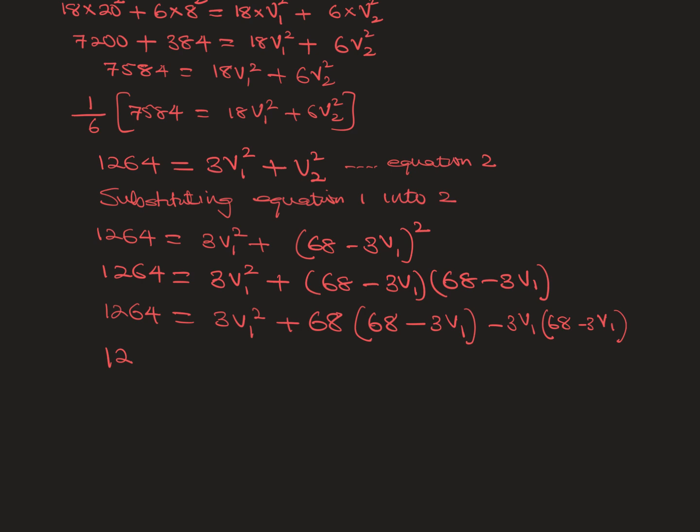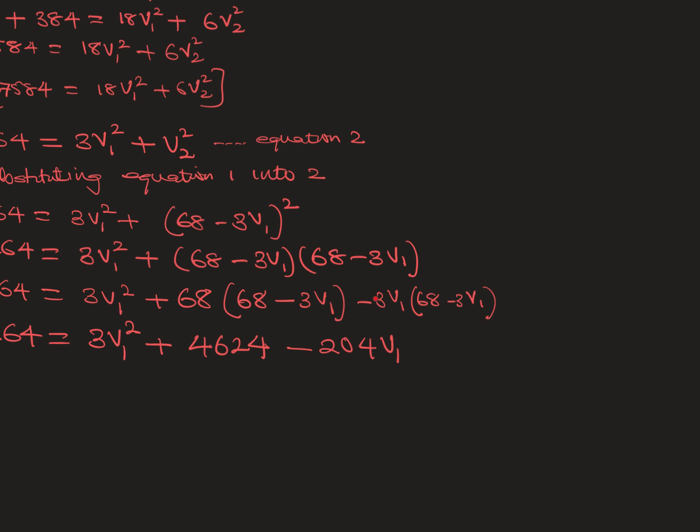So continuing, we're going to have 1264 is equal to 3 V1 squared plus 68 times 68 is 4624. Then we'll have 68 multiplied by negative 3 V1. That will be negative 204 V1. Then negative 3 V1 multiplied by 68 is also negative 204 V1. Then finally negative 3 V1 multiplied by negative 3 V1 gives positive 9 V1 squared.